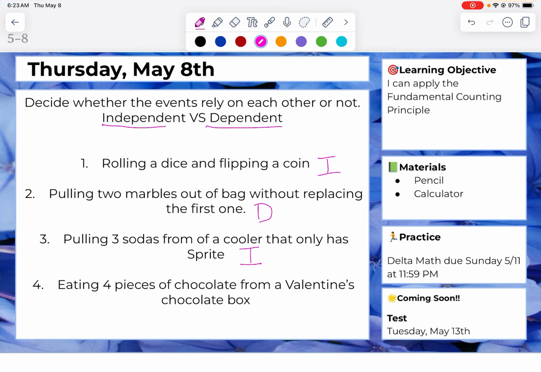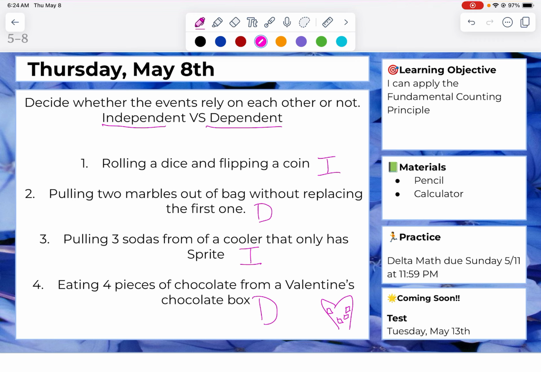Eating 4 pieces of chocolate from a Valentine's chocolate box. I'm not sure if you've ever had those little heart ones that have little pieces of candy in them, and they're all different types. Let's say I eat the orange one first. I can no longer pick an orange one. So my next option depends on what I chose first. So this is just a gist of what is independent, meaning they do not rely on each other, versus dependent, they do rely on each other.